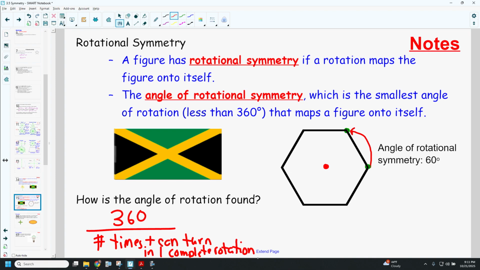So for example, on my hexagon, I turned it 6 times. So if I take 360 and I divide it by 6, that gives me 60 degrees. That is my smallest angle of rotation.